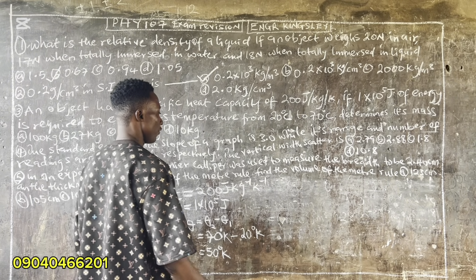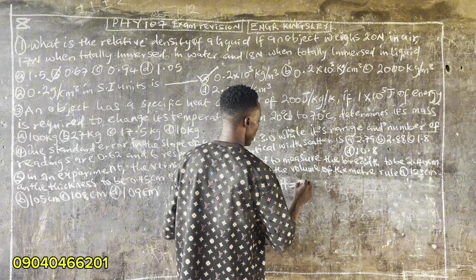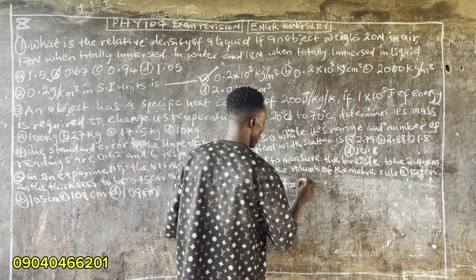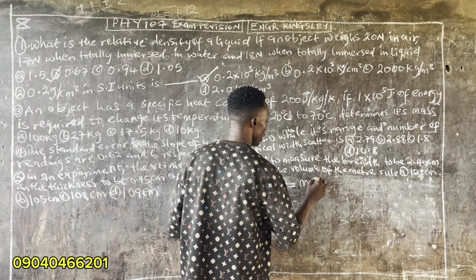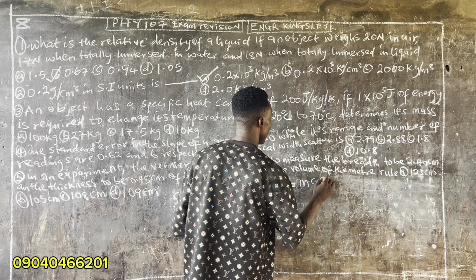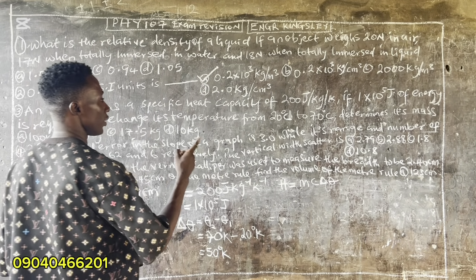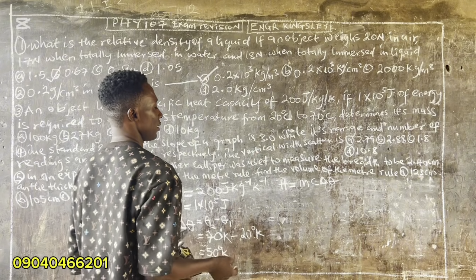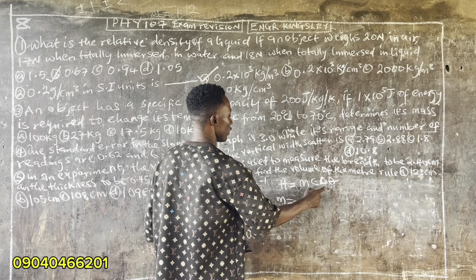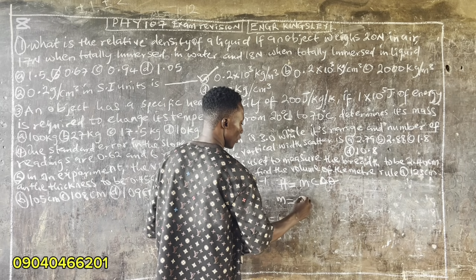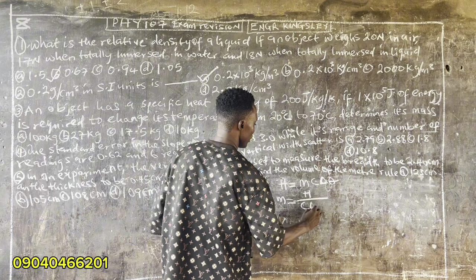So the formula for calculating heat energy is H equals M C change in theta. Our aim in the question, they say, is to determine its mass. So our aim is to make mass the subject. We divide both sides by the coefficient of M, which is C change in theta. We have M equal to H divided by C change in theta.